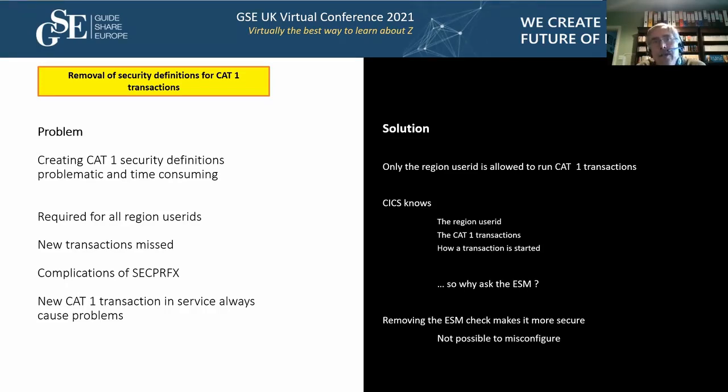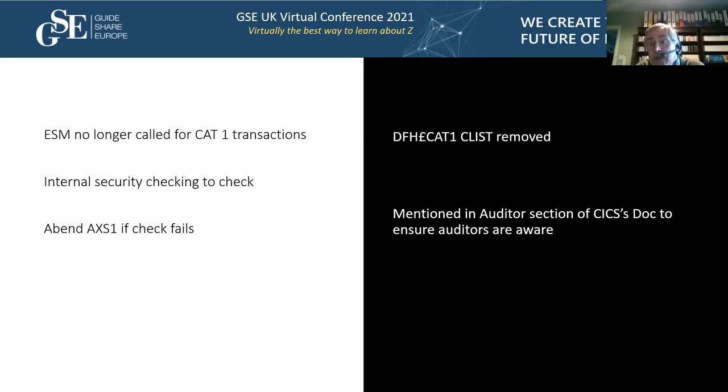And by doing this, it makes things more secure because you cannot misconfigure things. So it's a win-win in both ways. It's a bit quicker, but most importantly, there is no need to do the security definitions for Cat1 transactions anymore. And as a consequence, the Cat1 CLIST has been removed, so you don't have to run those things anymore. Auditors often are very keen on checking all of your Cat1 definitions, so we've made it clear in the auditor's guide that that is checked internally by CICS now with an appropriate abend. So hopefully that will reduce the amount of work that is needed.